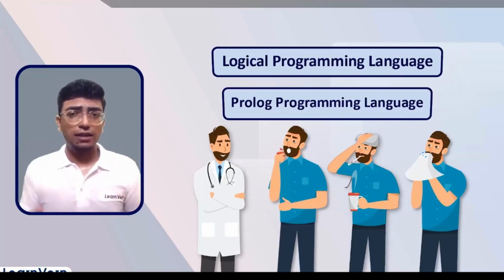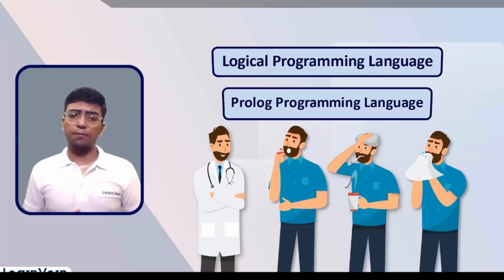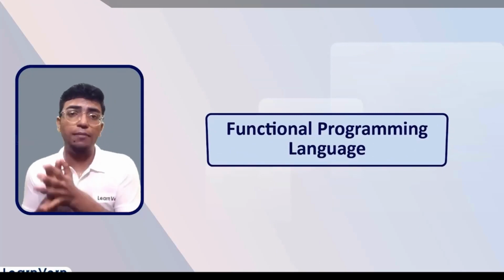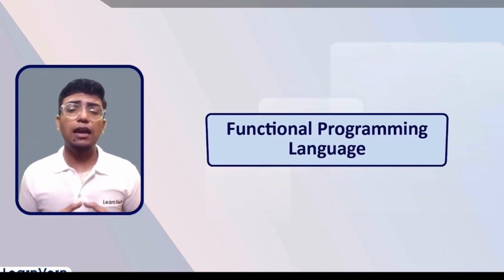Now we have seen 3 types. Now we will see the 4th type of programming language. What is the 4th type? It is called a functional programming language. What is a functional programming language?